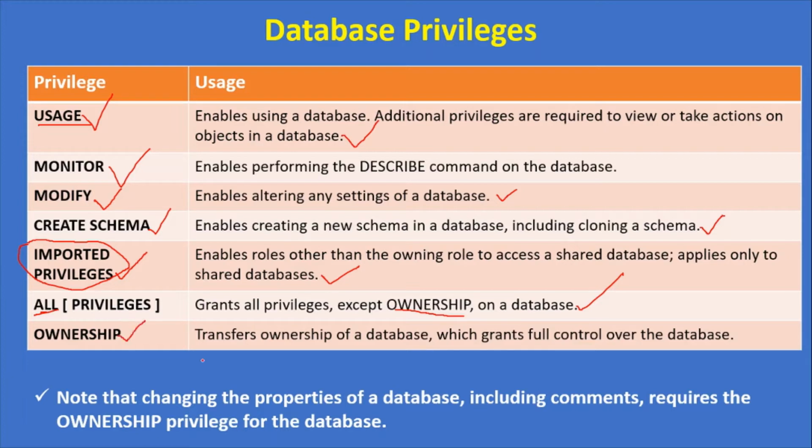The last one is ownership. It transfers ownership of a database, which grants full control over the database. Once you transfer the ownership, you are the current owner and you transfer ownership to another role, then you cannot do anything. You will not have any privileges at all. Note that changing the properties of a database, including comments, requires the ownership privilege for the database. So to change the comments, you require the ownership privilege for the database.